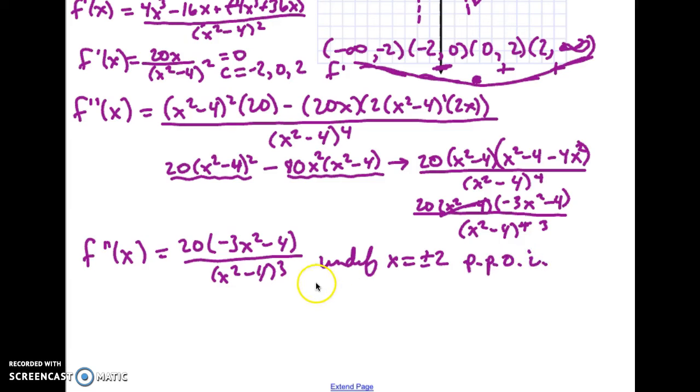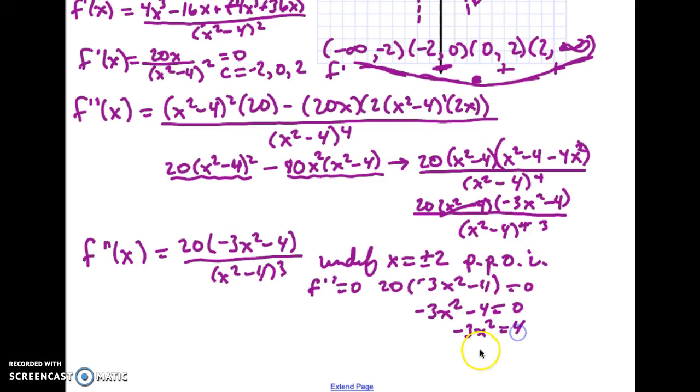Also, we want to know where this equals 0. So we want to focus on what makes the top equal 0. So divide both sides by 20. We're left with negative 3x squared minus 4 equals 0. Add 4. We get negative 3x squared equals 4. Divide by negative 3. We get x squared equals negative 4/3. Well, when you have a squared, it will never equal a negative. If we try to take the square root, we'll get imaginary. So the top will never equal 0. So these are my only possible points of inflection.